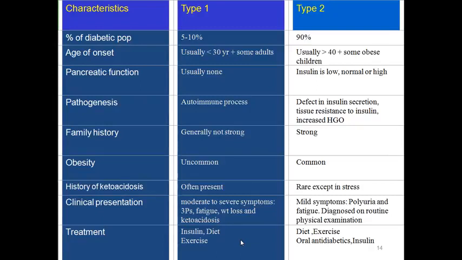You have to replace insulin in these patients, and then you do the diet and the exercise. In type 2, diet and exercise is the first thing. You have to make them lose their weight. Some people who are at the border of it, with slightly higher levels, just having the 6.5 HbA1c, that's the cutoff for type 2 diabetes, will improve with diet and exercise, and then the oral antidiabetics, insulin, and then newer antidiabetic modalities.